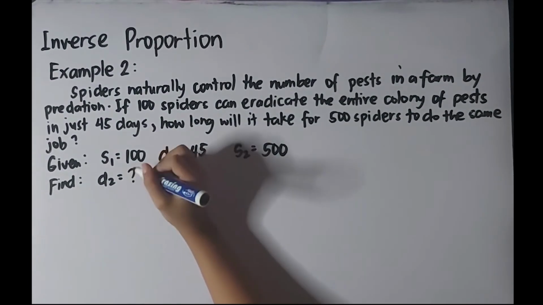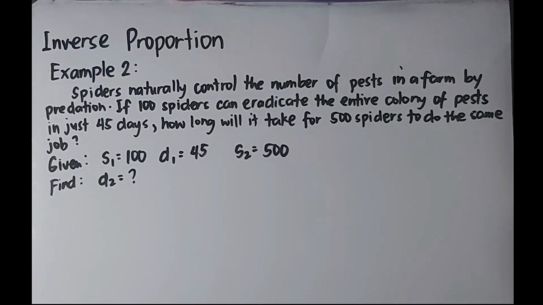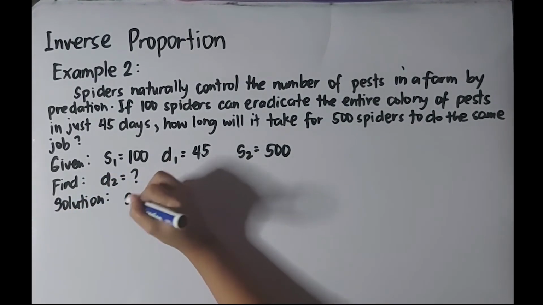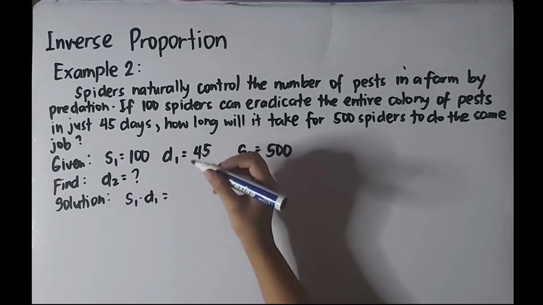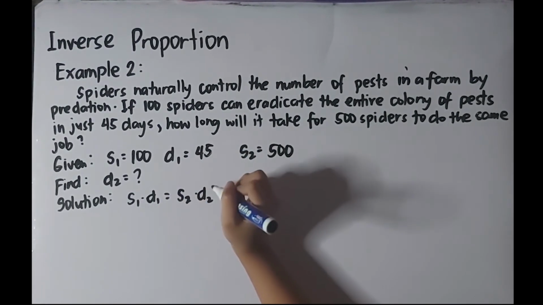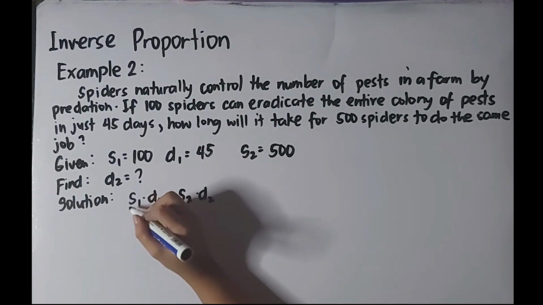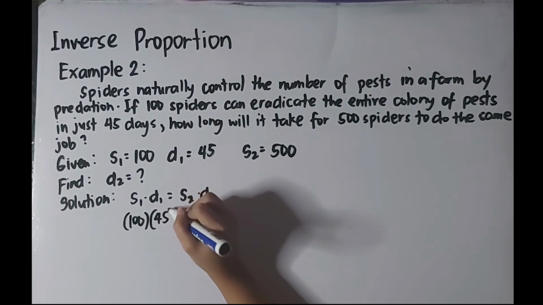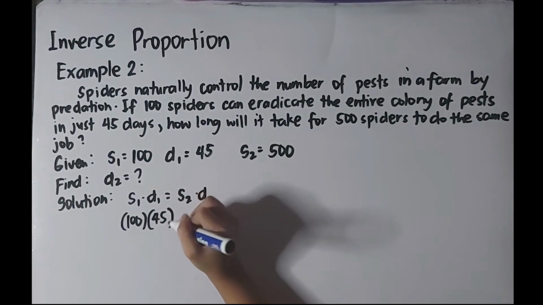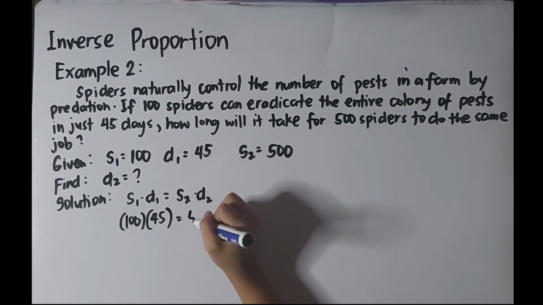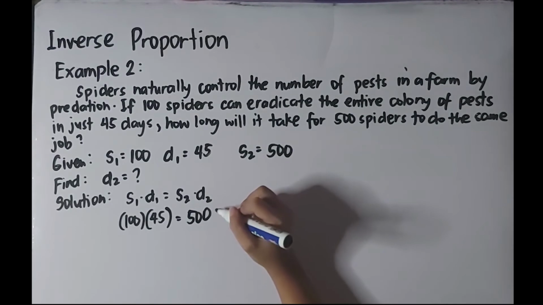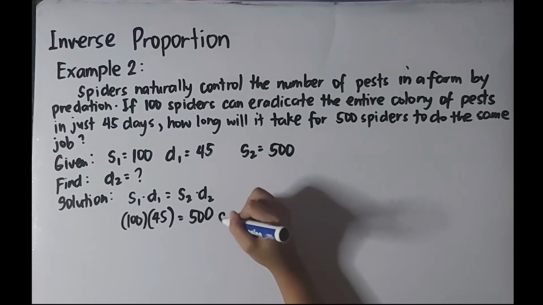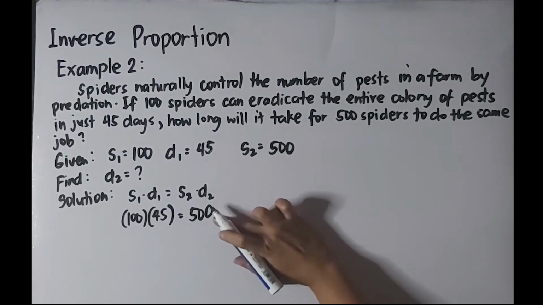So this is an example again of inverse proportion. Why? So we'll see later. So let's solve. So we have S1 times D1 equals S2 times D2. So for the number of spiders, we have 100 multiplied by the number of days that they can eliminate the colony of pests, which is 45, equals 500 spiders. How long will it take for that 500 spiders to eliminate the colony of pests?